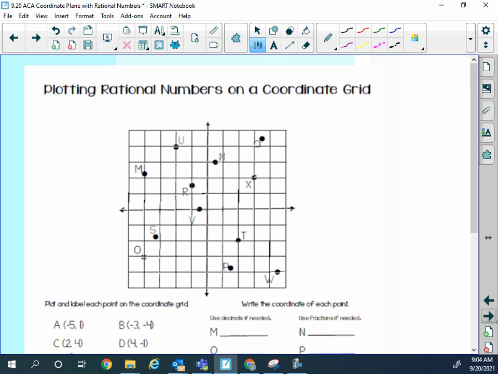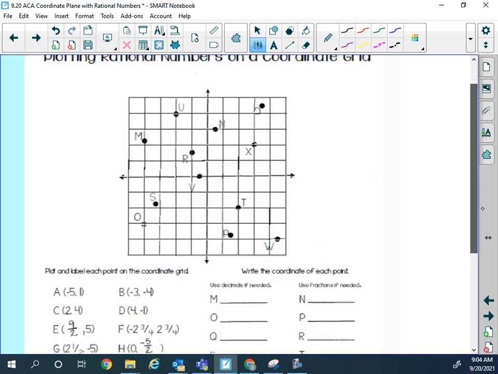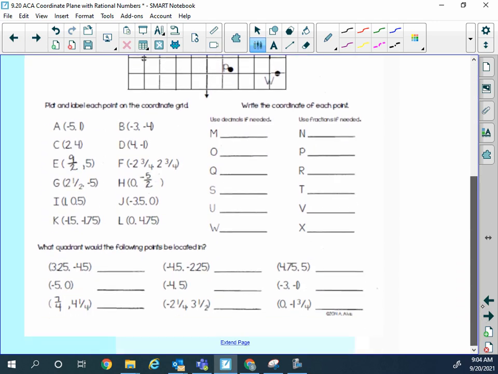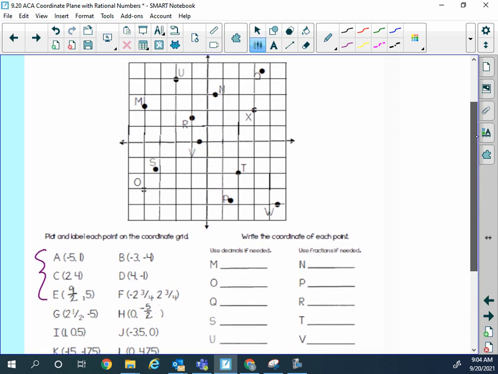All right. On the next page, well, which is your first page, sorry guys. Down here, we're going to do a few of these, all right? We're just going to do A, C, and E. We're going to do those with me, okay? It says to plot and label it. So tell me how to do -5, 1. The origin is kind of hard for me to see, so I'm actually going to put a dot on my origin.